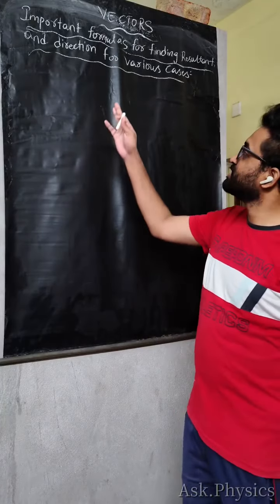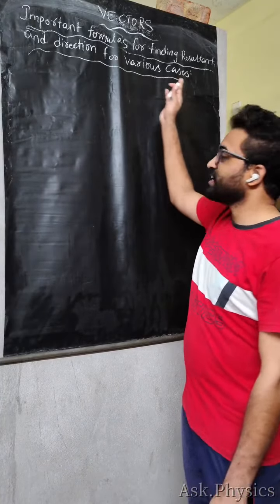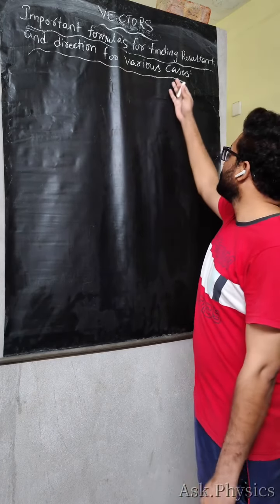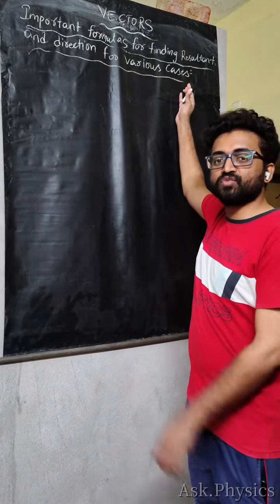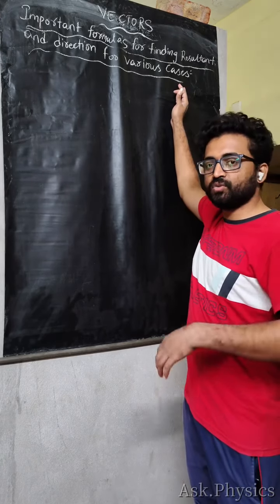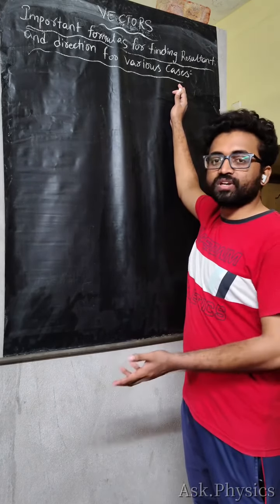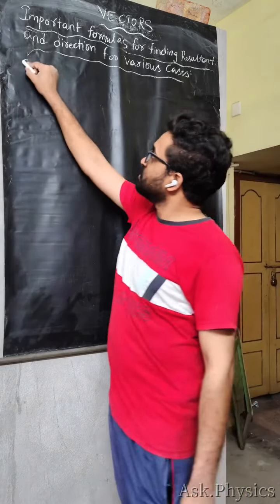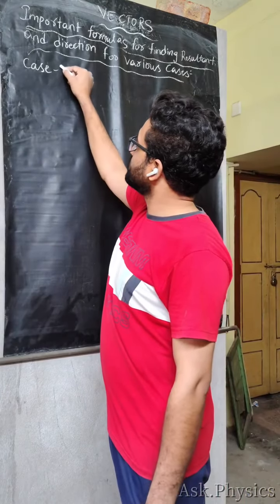Okay, today we are going to discuss important formulas for finding the resultant and direction for various cases, which are useful for IIT, JEE and NEET examinations to solve problems quicker. Okay, so in this we have 6 formulas.